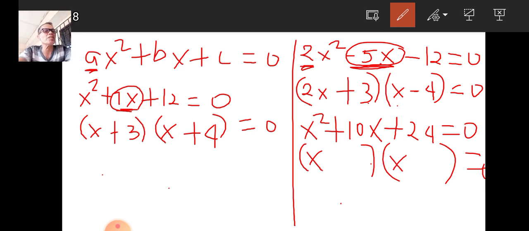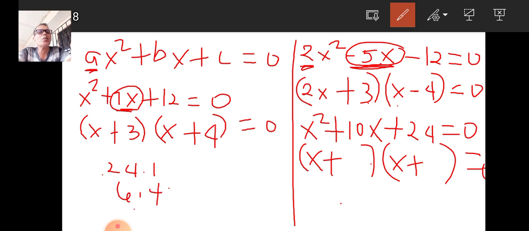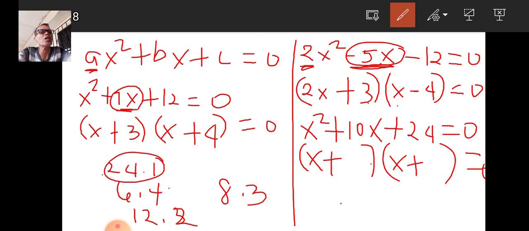Since all the terms in the given polynomial are positive, all of the factors must contain the positive sign. Now 24 has so many factors. You can have 24 times 1, 6 times 4, 12 times 2, or 8 times 3. So you add 24 plus 1 is 25, but you have the middle term of 10. 6 plus 4 is 10. So this is the one we are looking for.